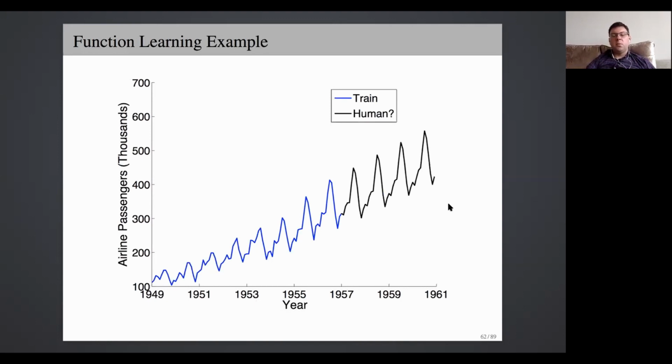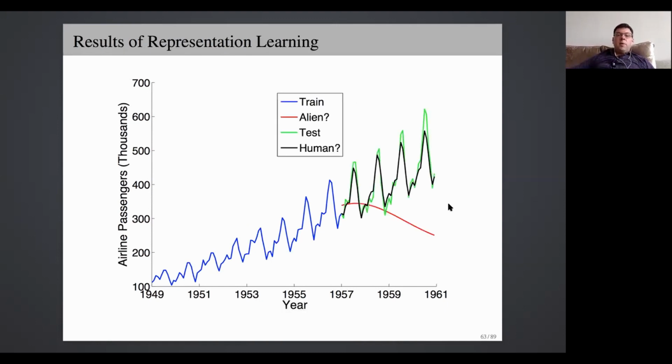Does this seem like a reasonable fit? I would say probably yes. And that's what we get through a spectral mixture kernel. And so this again shows the importance of representation learning in order to provide long-range extrapolation.